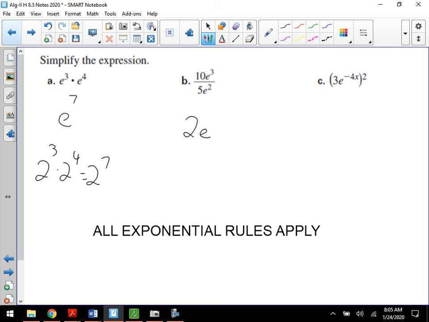And then lastly, this one is your monomial squared, which means each term inside has to be squared as well. So you have 3 squared e to the negative 4x squared, so this becomes 9. Now, power to power here, what do we have to do? Multiply. So you get e to negative 8x.